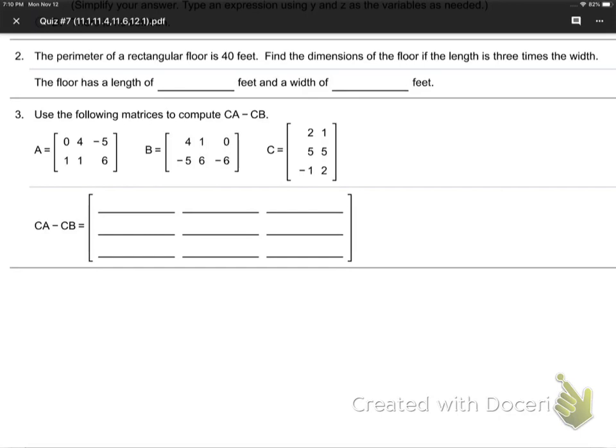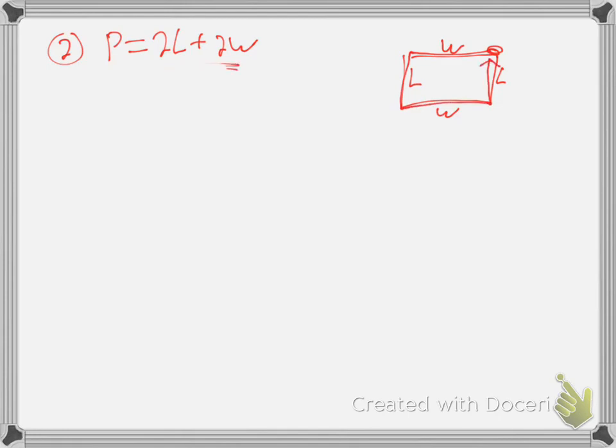Okay, so here's number 2. The perimeter of a rectangular floor is 40 feet. The length is 3 times the width. Let me go to a fresh screen here. Perimeter. What's the perimeter? If you have a rectangle that has width, width, length, length, perimeter is 2 length plus 2 width, right? Perimeter means all the way around the outer edge. So width, length, width, length. That's perimeter. 2 widths and 2 lengths added up.